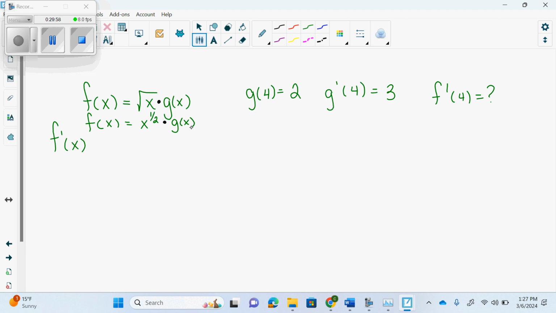I didn't do anything crazy there, right? I just wrote root x as x to the half. So this is my F. This is my G. My F prime is what? 1/2 x to the negative 1/2. And what's the derivative of G? G prime of x, that's it. So G prime would equal G prime of x. It's not actually a function, it's just G, right? So I can replace G prime with G prime of x. It's not an actual equation. It's not like x plus 7.